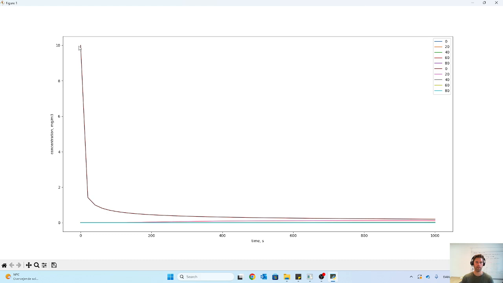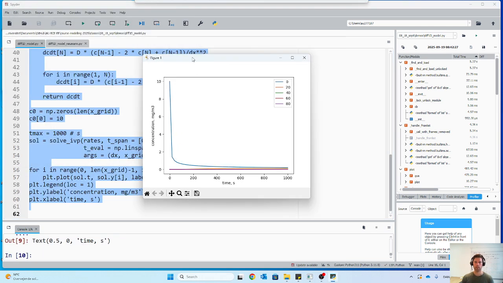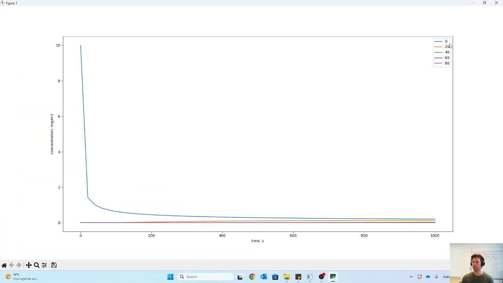So here we have a quick decline. Whoops, I think that's something. Let's run it again. Right, that looks right. So at index 0, the blue line, which is at the left side of the pipe, we have a quick decline in concentration. And we see that at the other positions, some of them increase a bit over the 1000 seconds. But if we simulated it for a longer time, we should reach equal concentration all over the pipe positions.